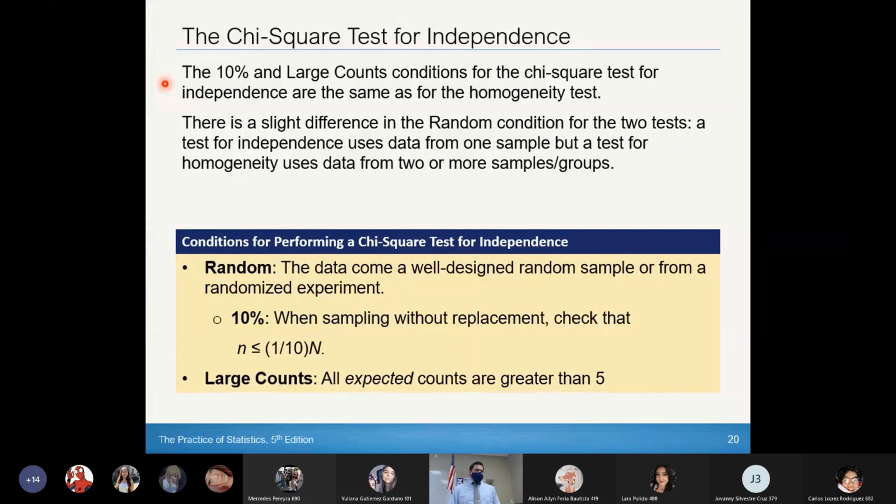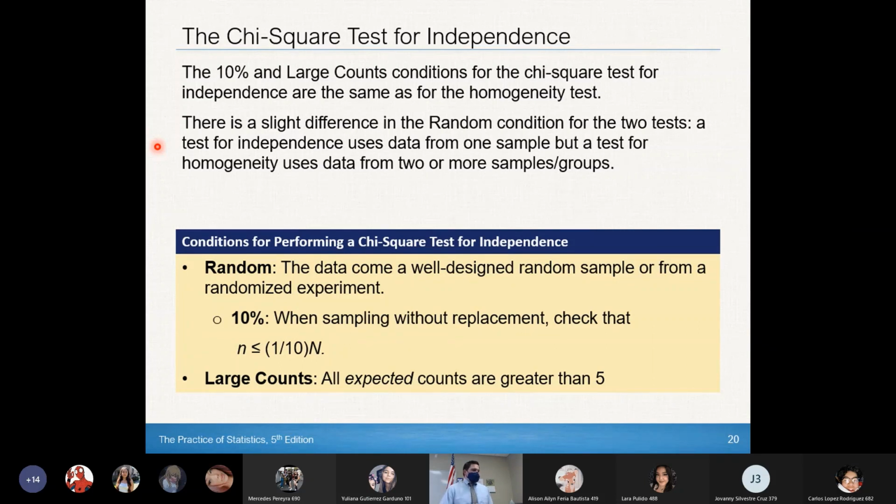The 10% and large counts conditions for the chi-square tests for independence are the same as for homogeneity tests. There's a slight difference in the random condition for the two tests. A test for independence uses data from one sample, but a test for homogeneity uses data from two or more samples or groups.